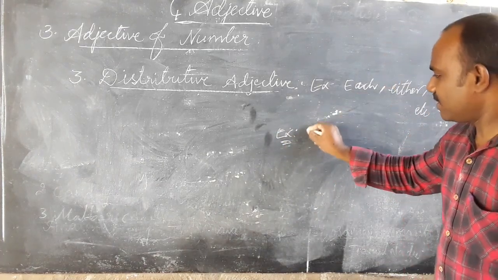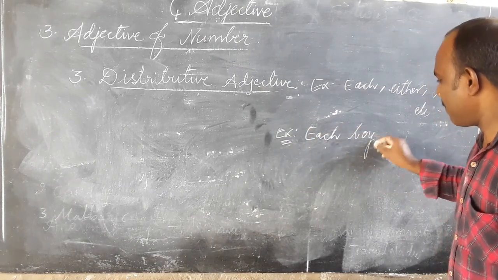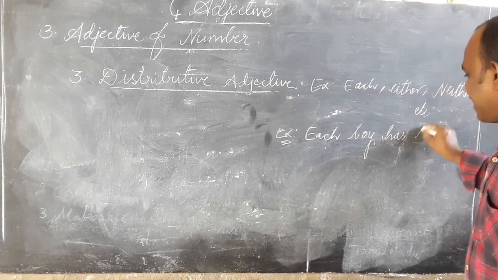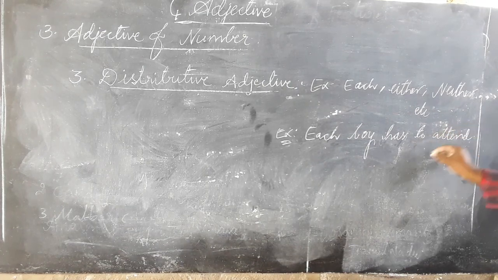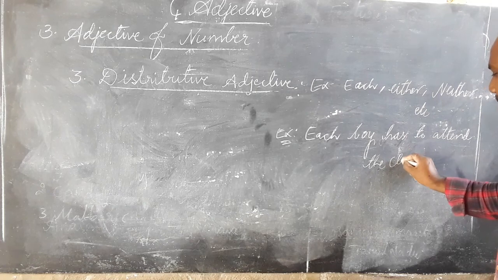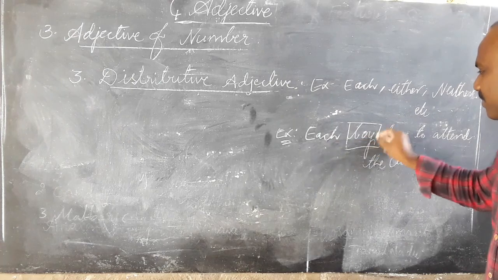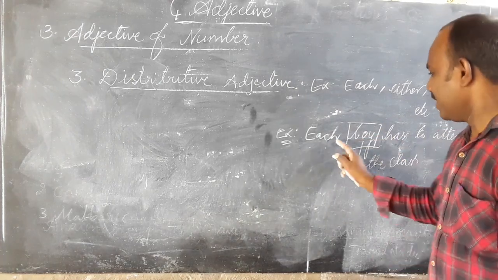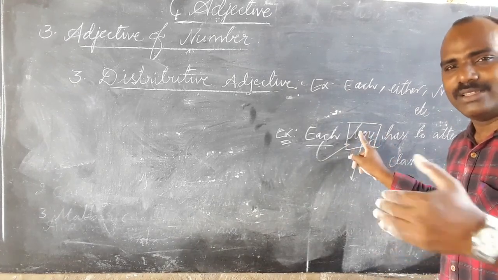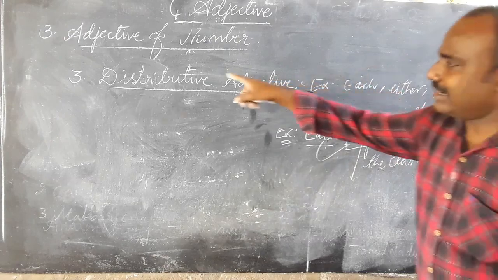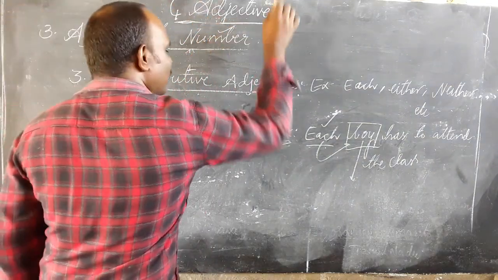You see, example sentence. Each boy has to attend the class. See, each boy has to attend the class. Look at this. See the word boy. Boy is a common noun here. Here each is the word describing boy. Each boy, every. Here each can be a distributive adjective. This is enough for the third adjective of number.